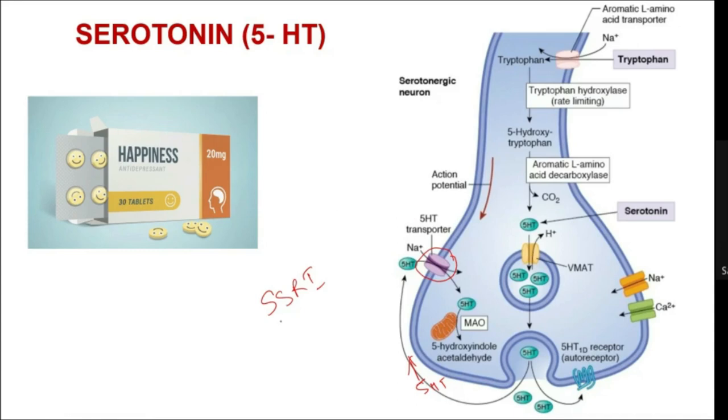So usually the antidepressants, if you remember, most of them will come with different trade names, but if you come to their activity, they are SSRIs. SSRI stands for selective serotonin reuptake inhibitors.